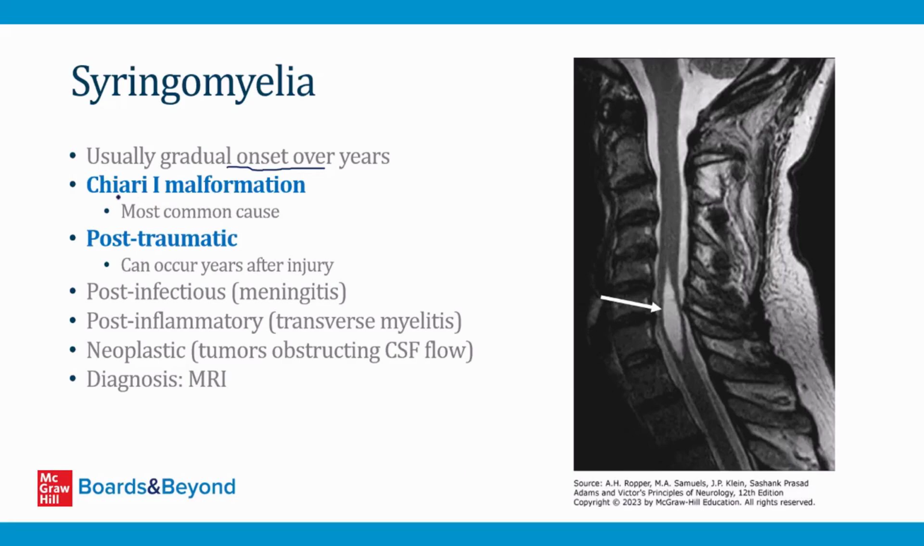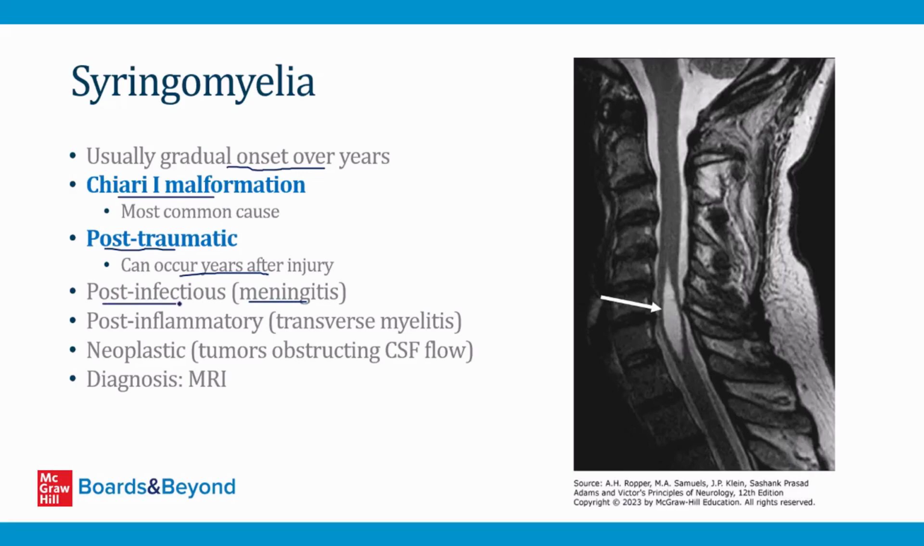The most common cause is a Chiari-1 malformation. This is a congenital malformation involving the cerebellum, and I talk about it in detail in other videos, but it often co-occurs with a syrinx in the spinal cord. These are also common post-traumatically, so someone who has an injury, years after the injury, can develop one of these cavities that can fill up with fluid and start to grow. And then they can also occur in other settings, like if someone's had meningitis, that can open up a syrinx, which can grow over time.